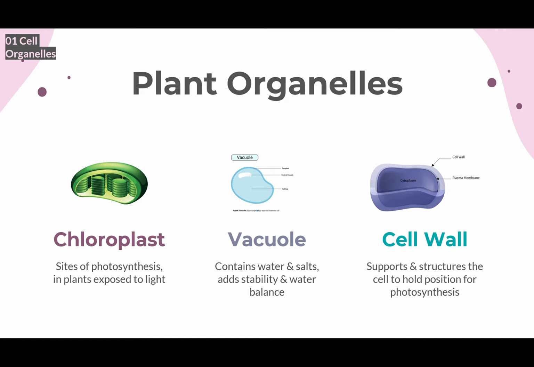And last we have the cell wall. That's composed of cellulose and carbohydrates and supports and structures the plant so that it holds an optimum position to catch light for photosynthesis.